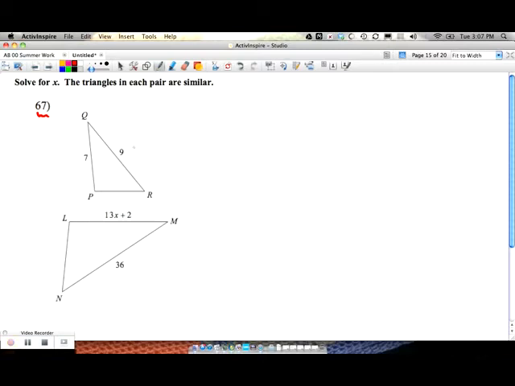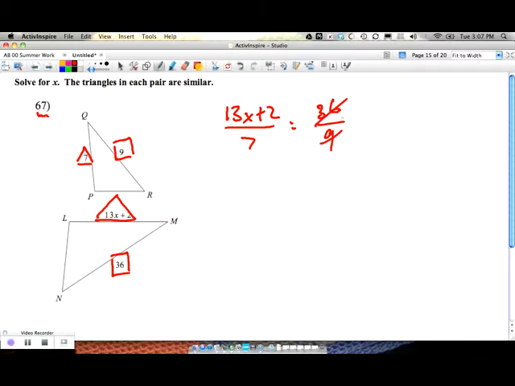All right, let's take a look at these. We got QR. This is long, so let's make that box. Box is our long. That means 36 is also going to be box. That's the long side in the other triangle. Then this 13x plus 2 is going to be triangle. And then the 7 is going to be triangle. So that means 13x plus 2 over 7 is one of the ratios. Then the other ratio is going to be 36 over 9.